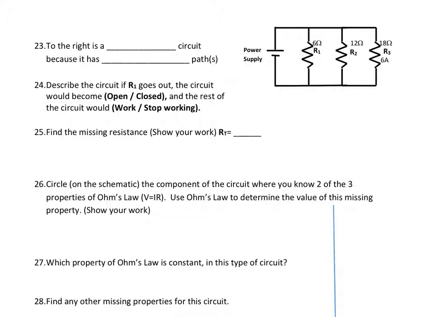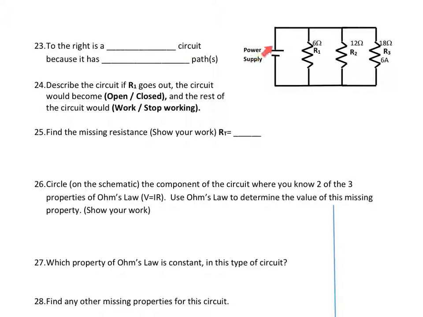The next couple questions that I want to discuss, because they were not on the video originally, are numbers 23, 24, and 25. Okay, so number 23 is describing the circuit that's here on the right. So you're asked to figure out what type of circuit this is.